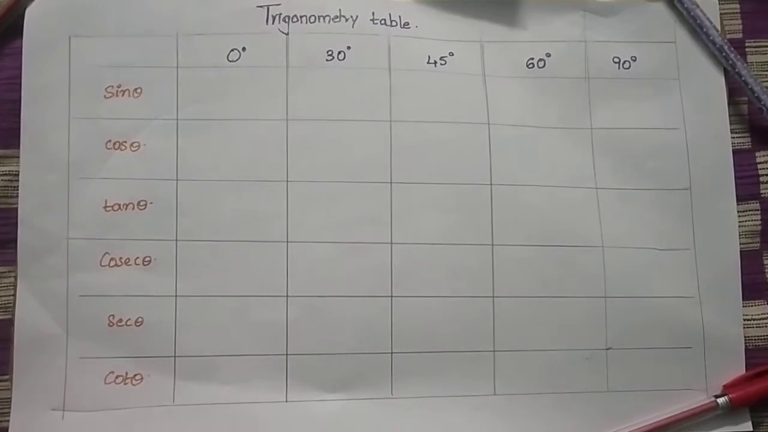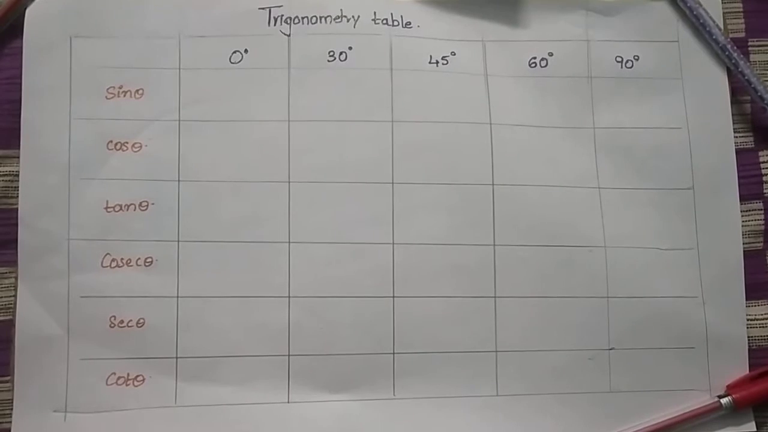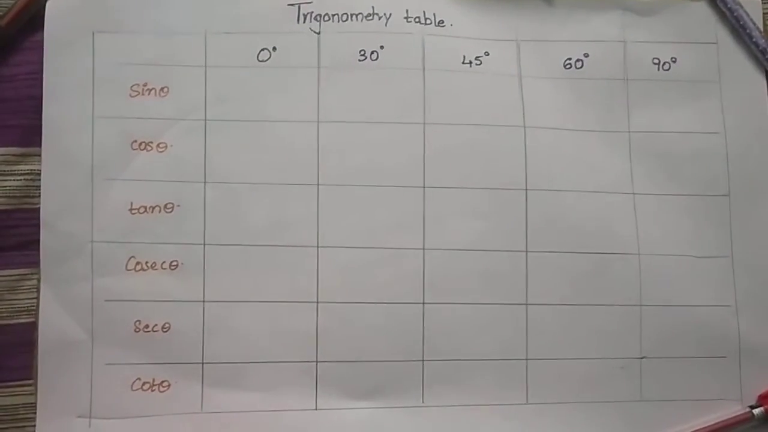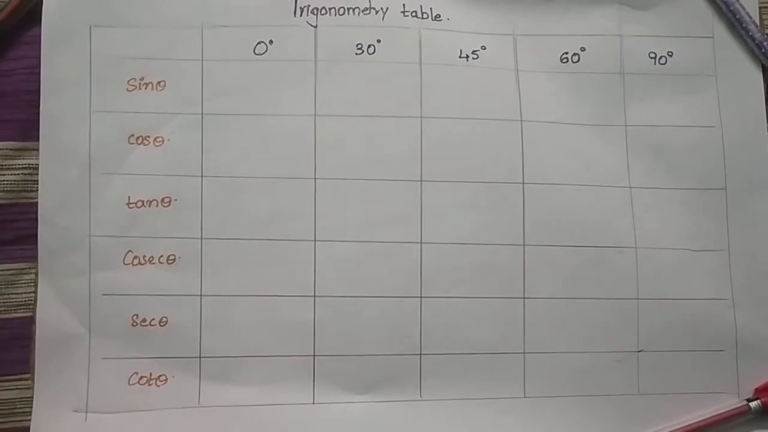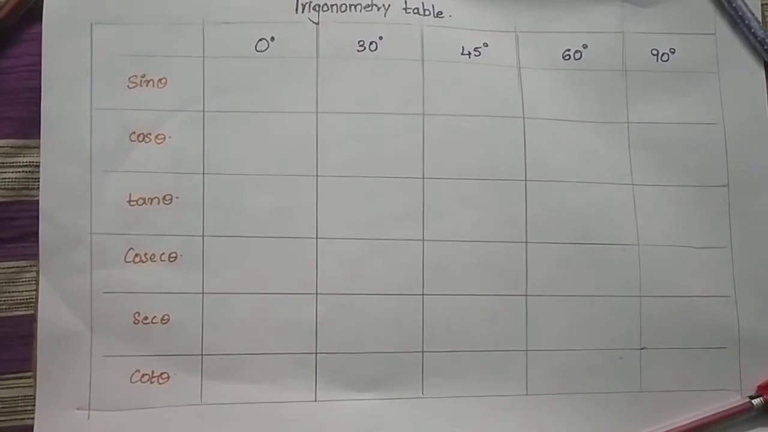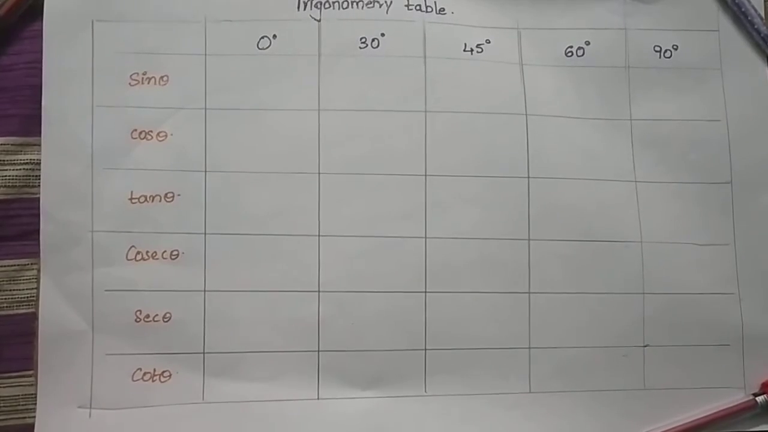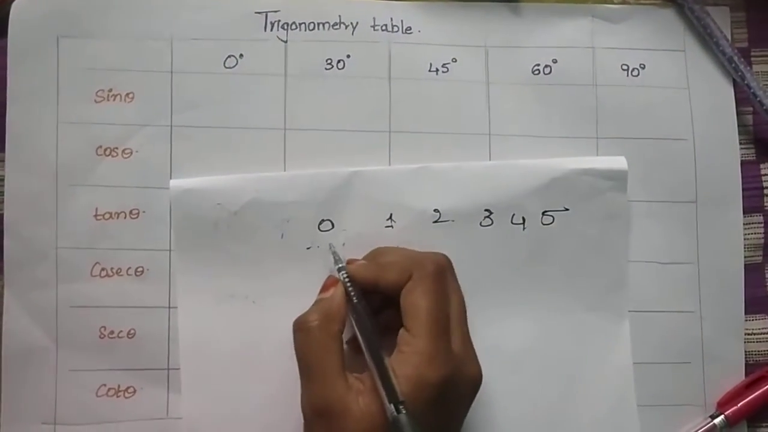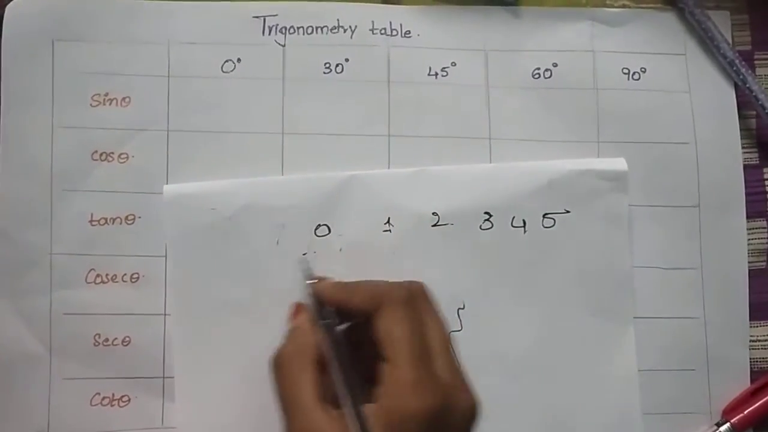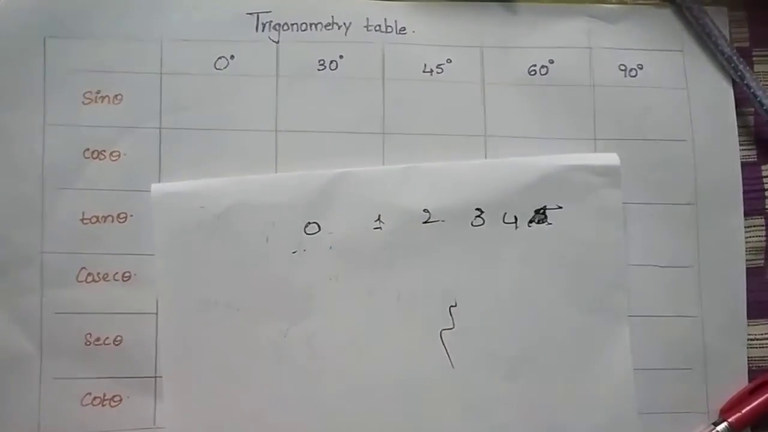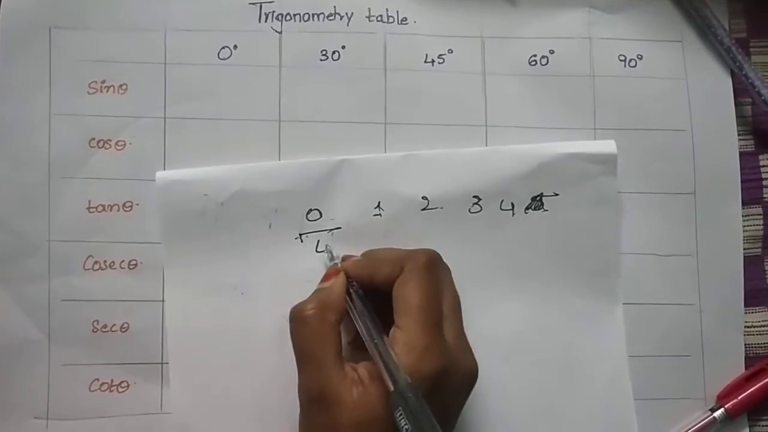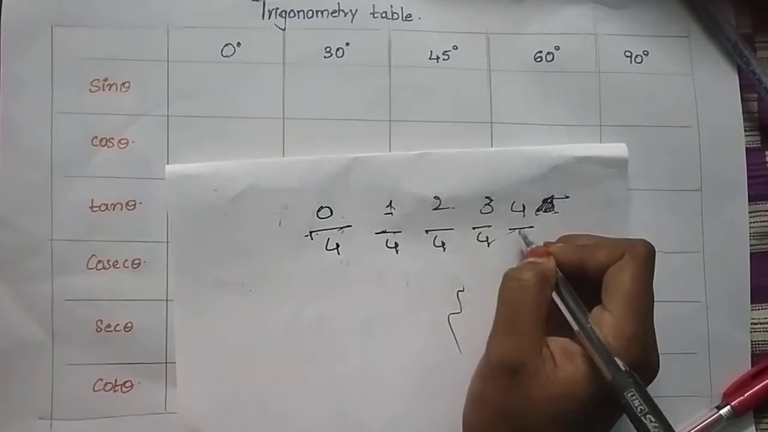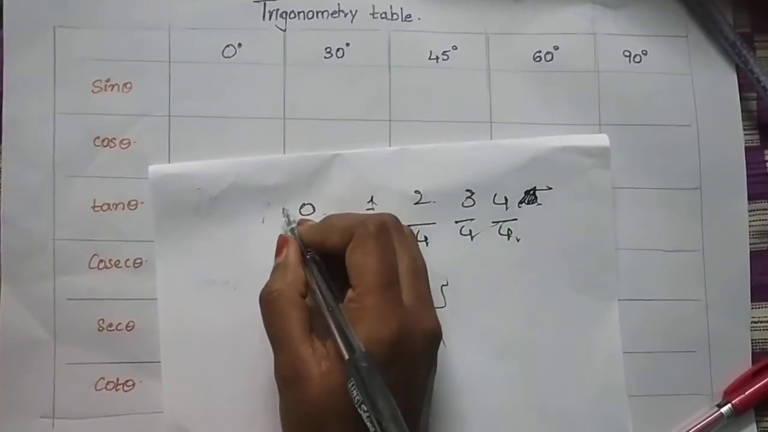It is necessary to remember the trigonometric table, but here I am going to make it easy for you by telling some tricks. Now we have 5 degrees for which we need to find their values. For that, let us start writing numbers. So here we have 4 digits, so divide all these numbers by 4, and apply root to it.